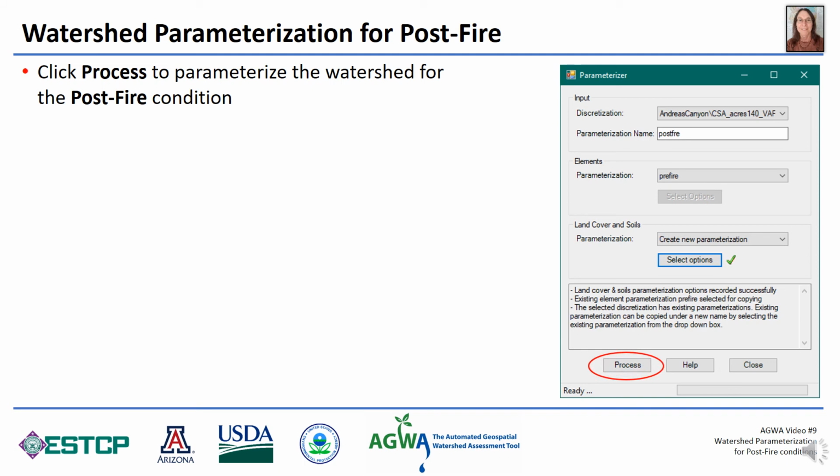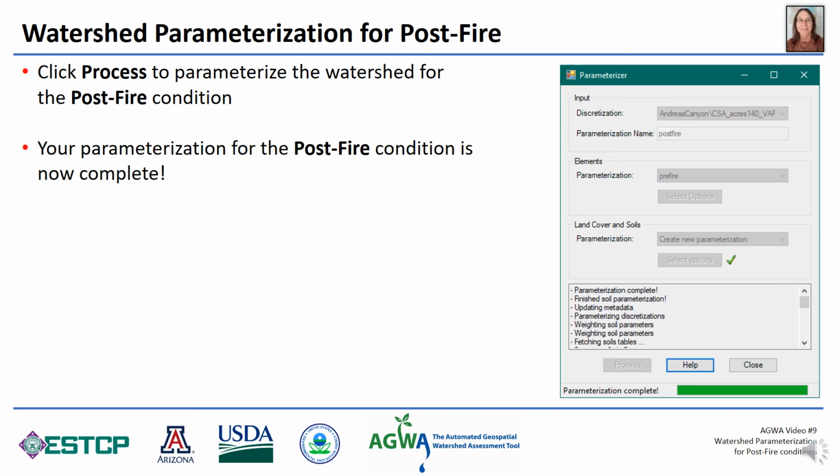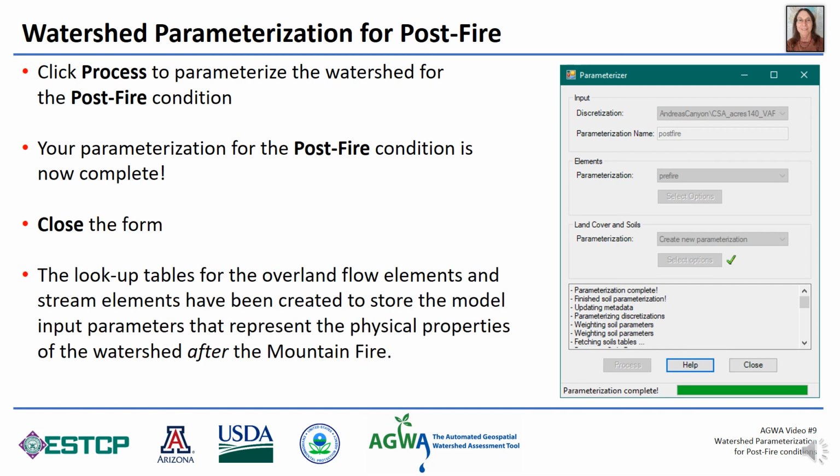Now we can click Process to parameterize the watershed for the post-fire condition. Your parameterization for the Andreas Canyon watershed after the fire is now complete. You can close the form. You've created the tables for the overland flow elements and stream elements that store the model input parameters for the watershed after the Mountain Fire.